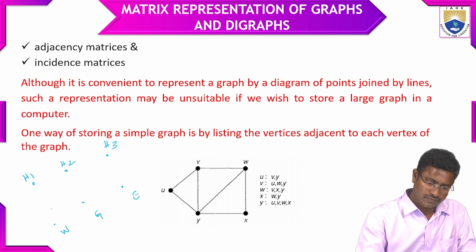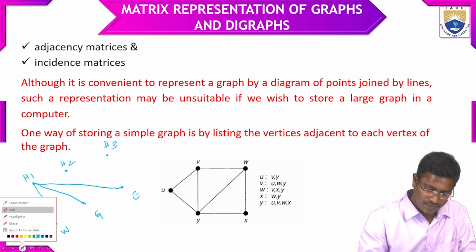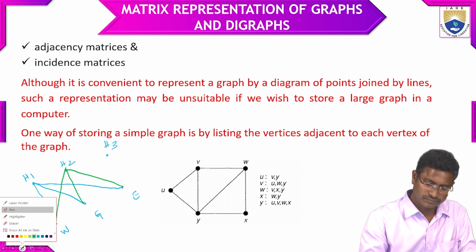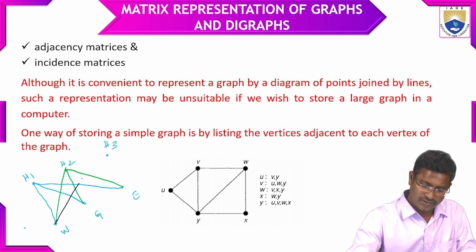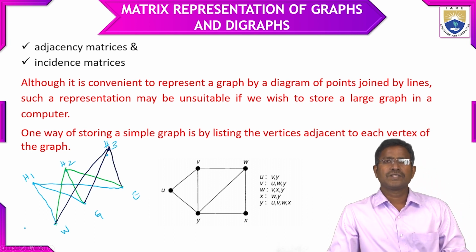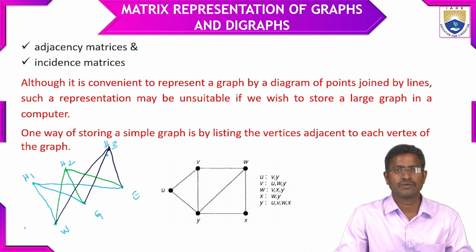I want H1 to need water, gas and electricity. Similarly, H2 also needs water, gas and electricity. H3 also needs water, gas and electricity. So this is how we represent all real-world problems in the form of a graph, right?